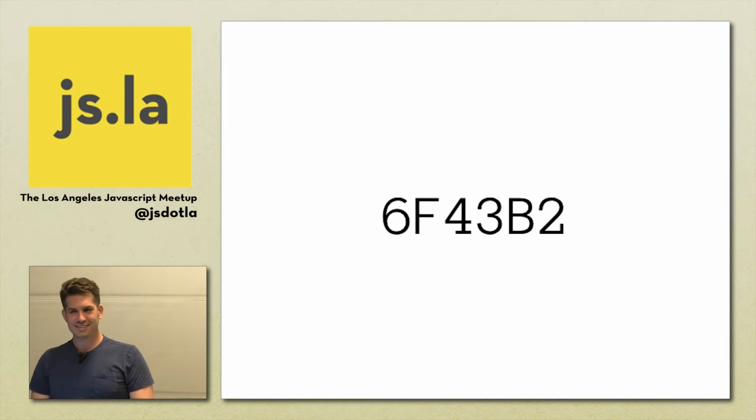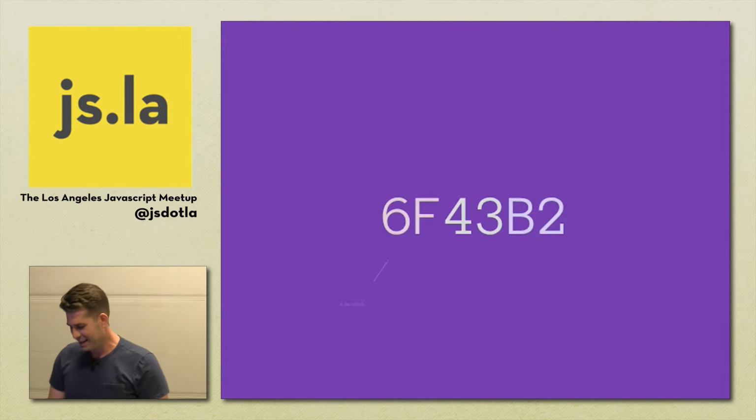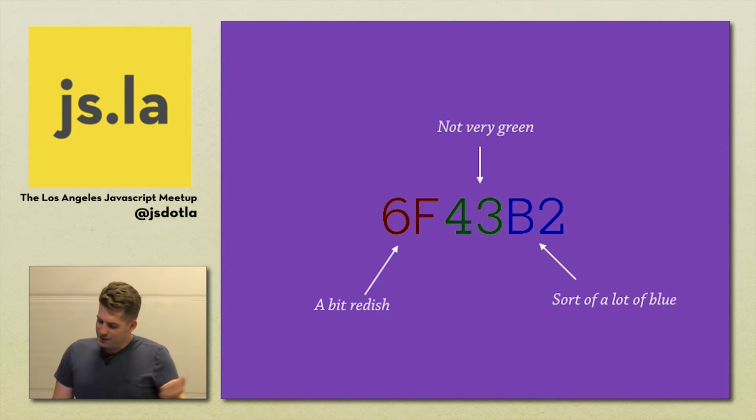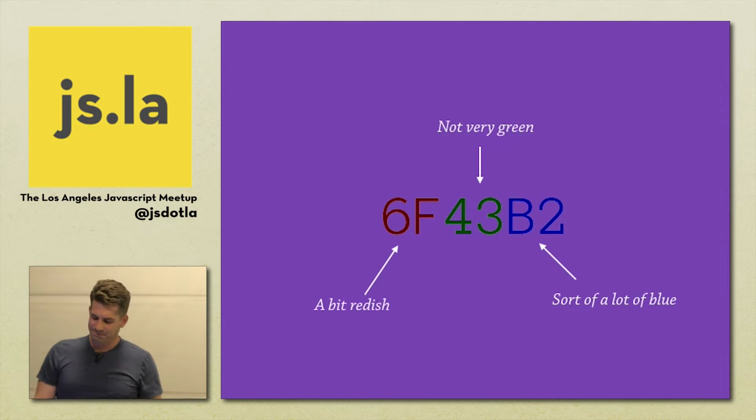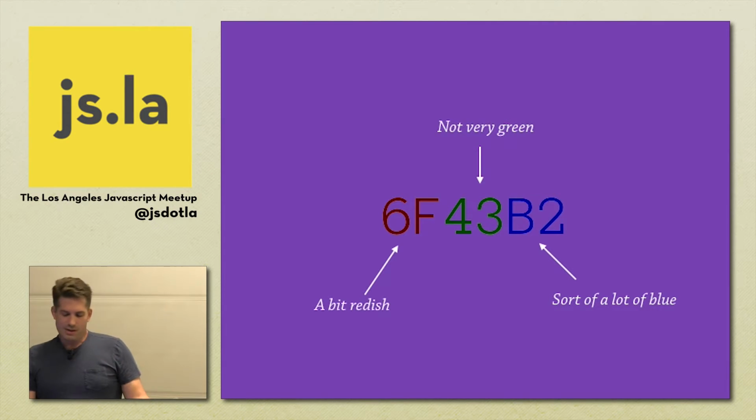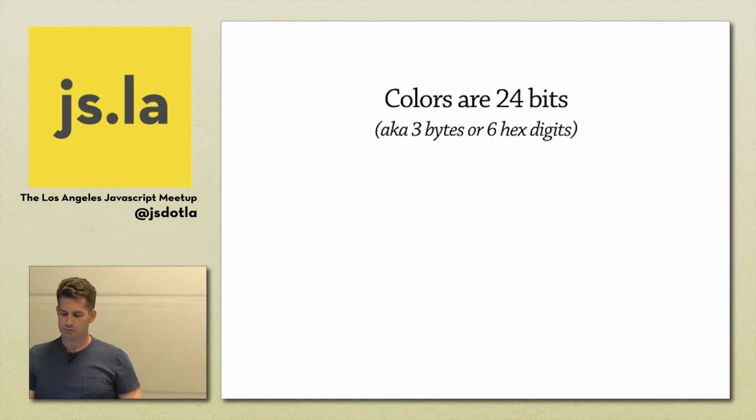Huh? No, okay, it's purple. So yeah, these are all just saying like this is a little bit reddish. There's a little bit green, sort of blue. These are each representing like 1 byte representing each channel. So colors like that are 24 bits in most situations.